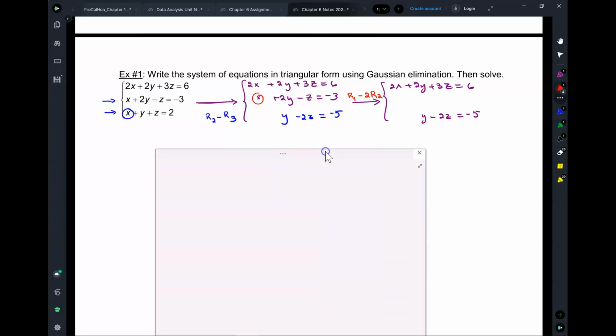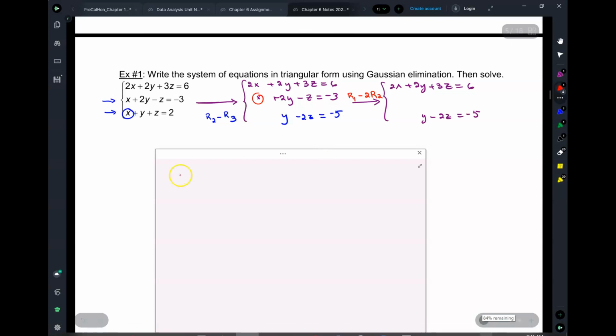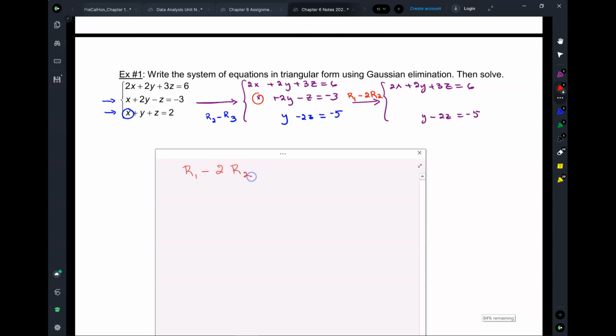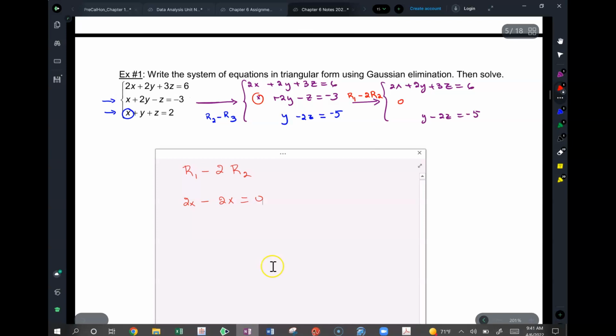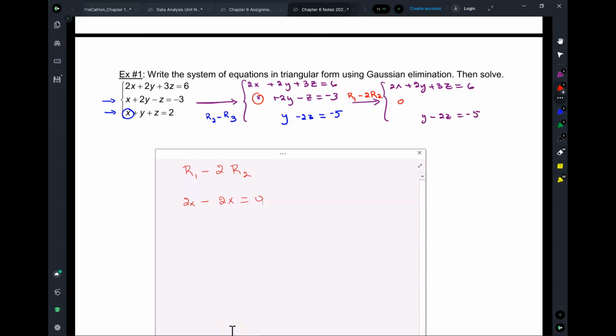Okay. So, row 1, that's 2x. So we're going to do row 1 minus 2 times row 2. Row 1 is 2x minus 2 times x. That gives you 0. So the 0 goes here. You guys following? We're going to do it one term at a time. So we just did the x. Now we're going to do the y.